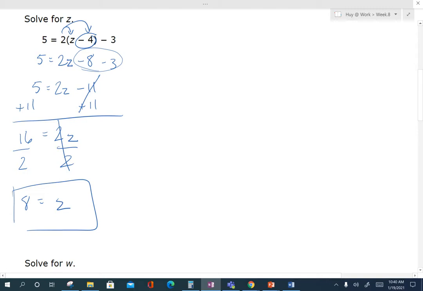Now, what I haven't been doing very much in my videos or during class, mostly because we don't have the time, but a really good math student, once they get their answer, will use substitution to check their answer, okay? So here we got z equals 8. So let's replace z with 8, and then let's resolve this.